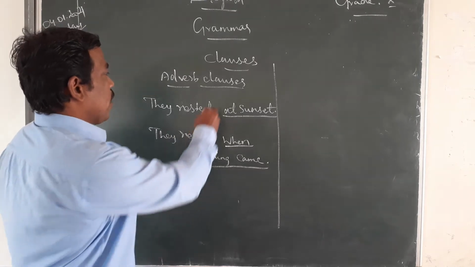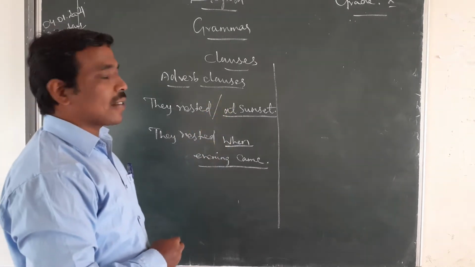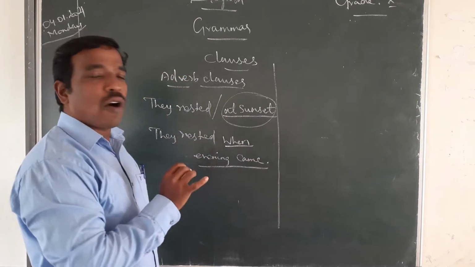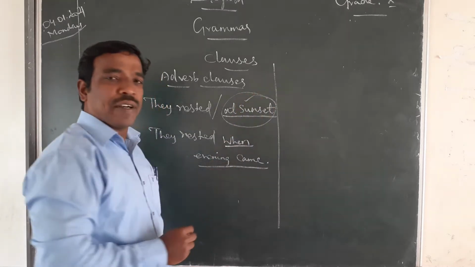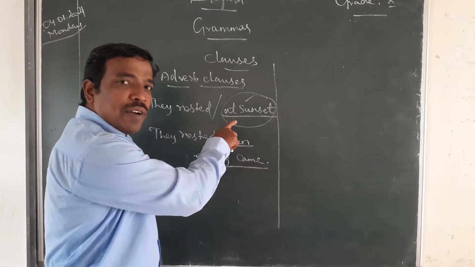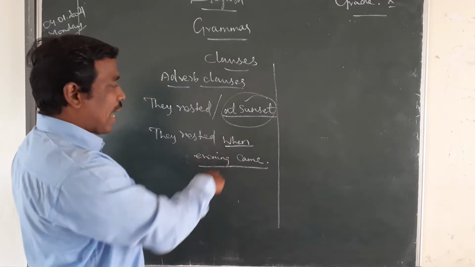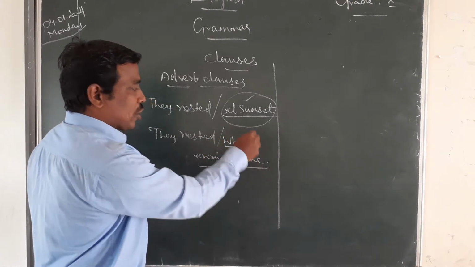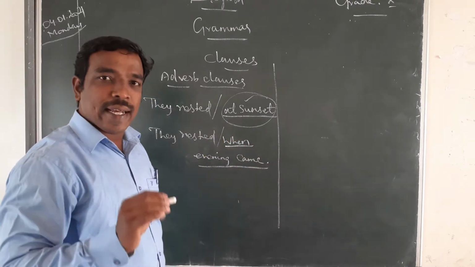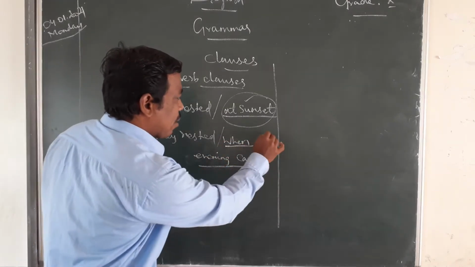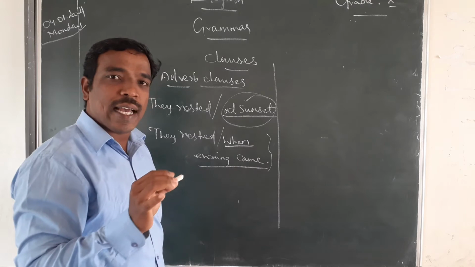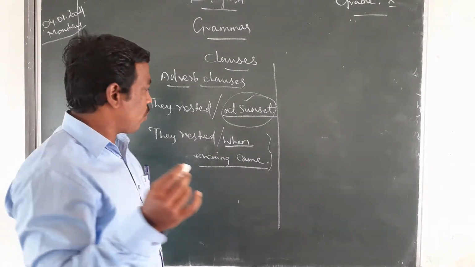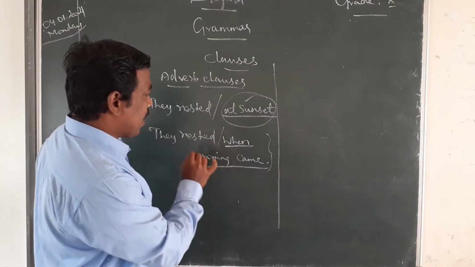These are two groups. One is "they rested at sunset." This "at sunset" is a group of words which does the work of an adverb, a time reference, so we call it an adverb phrase. The other is "when evening came." It starts with a subordinating conjunction, and it also refers to time, so it does the work of an adverb. Time reference, we already studied. They rested when evening came.